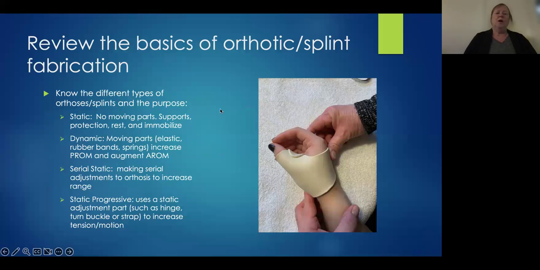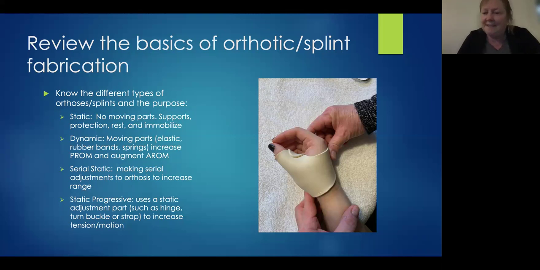When you're studying for the exam, make sure that you review all the basics of orthotic fabrication. That's very, very important. You also need to know the different types of orthoses or splints and the purpose for them. I have the 4 top types listed here.